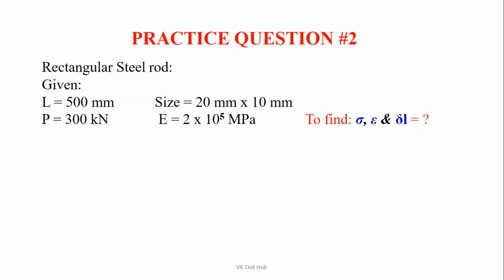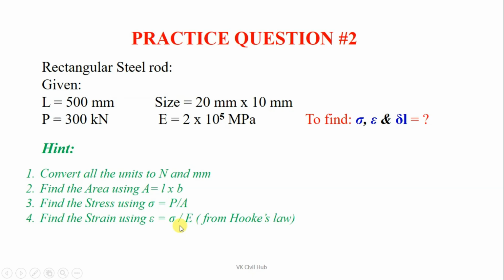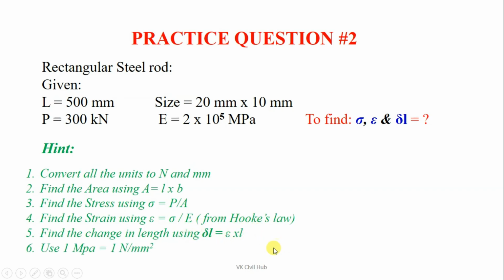Once again let us see the hints for this problem. Convert all the units to Newton and mm. Find the area using A is equal to L into B because it is a rectangular section. Find the stress using sigma is equal to P by A. Find the strain e is equal to sigma by E. That is from Hooke's law. Okay, cross multiplication. Next, find the change in length using strain into length. Here both are not given, no? So we have to find out. And use 1 megapascal is equal to 1 Newton per mm square. Both are having the same value.